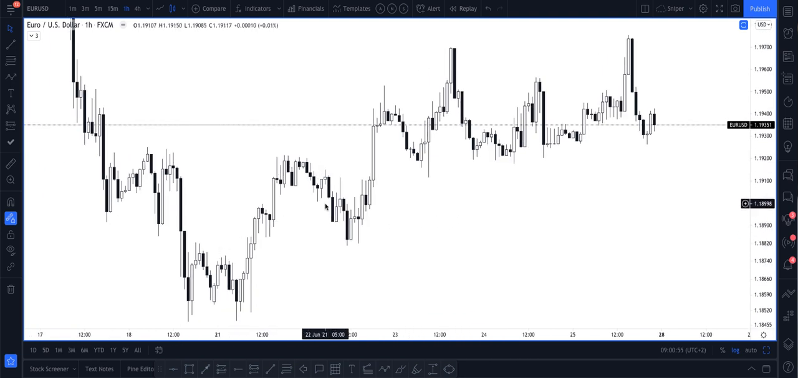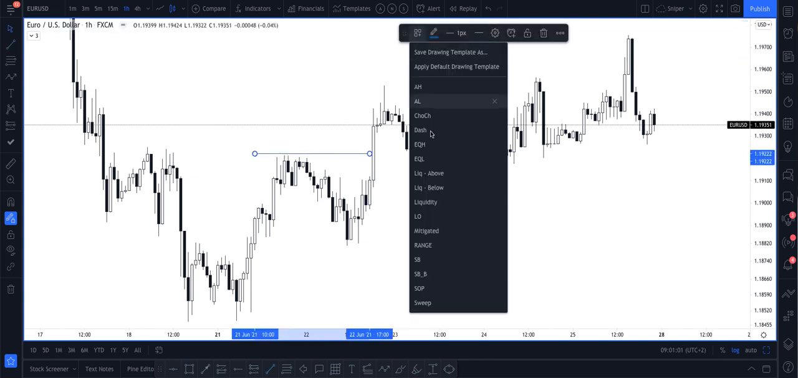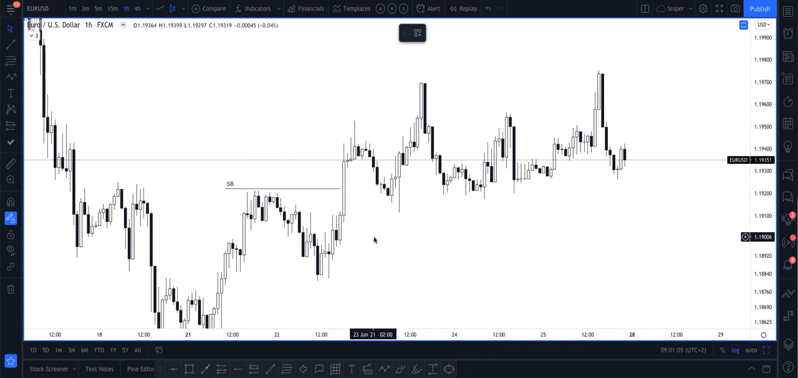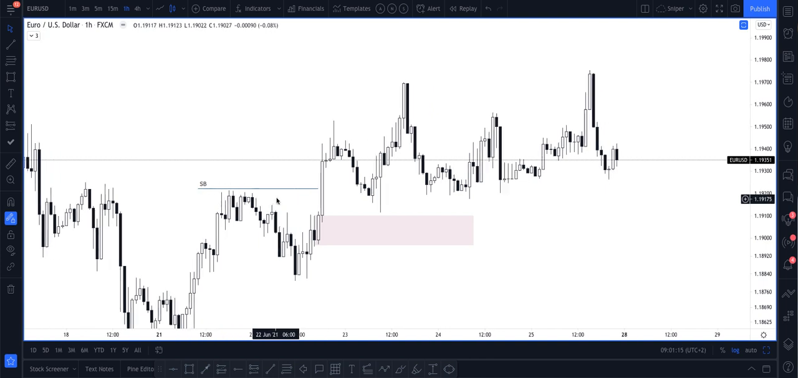We have an impulse, a correction move towards the downside, and then an impulse again. So there's our first structure break, and this is our evidence that we are potentially moving towards the upside. Then we want to see price coming back down to an order block. So the last down candle before the big move towards the upside is this one. That's the last down candle before the big move towards the upside that broke structure.